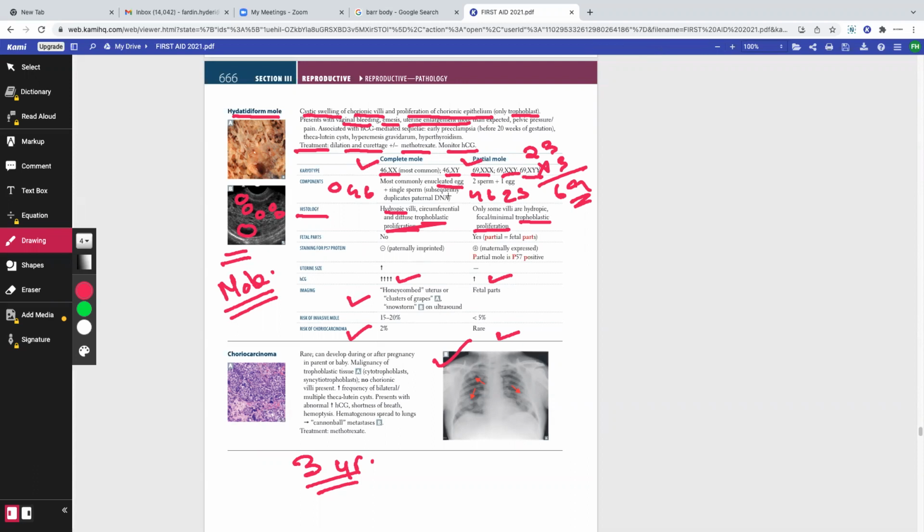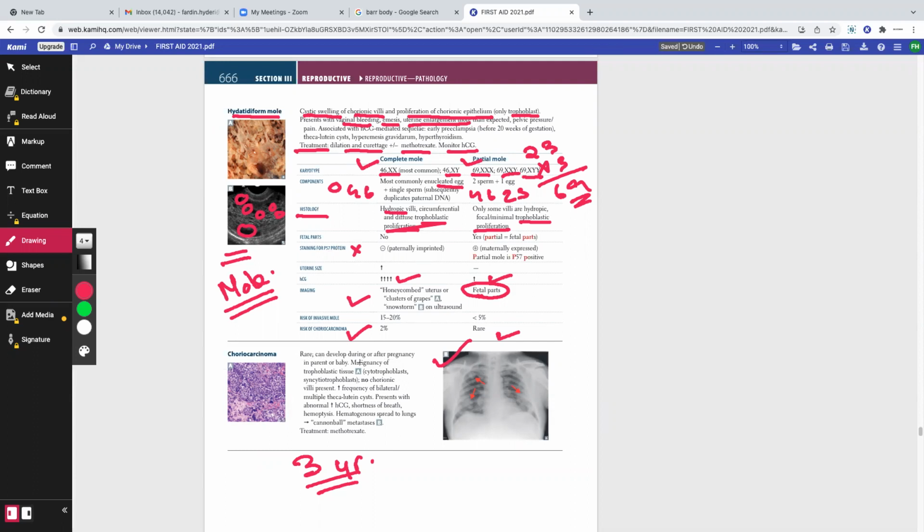And which one will have fetal parts, partial mole or complete mole? The answer is partial mole will have fetal parts. Why? Because of minimal trophoblastic proliferation, they will have some amount of fetal parts. As simple as that. Staining for P57 protein, not important. Okay, not important. Next one is choriocarcinoma.